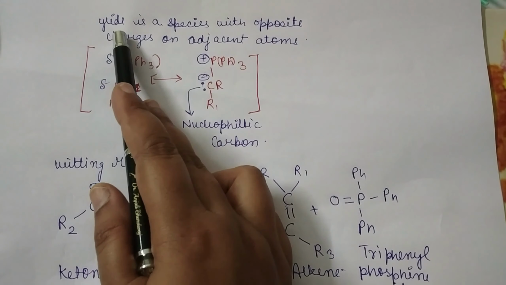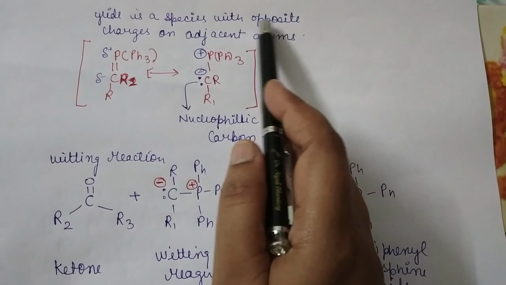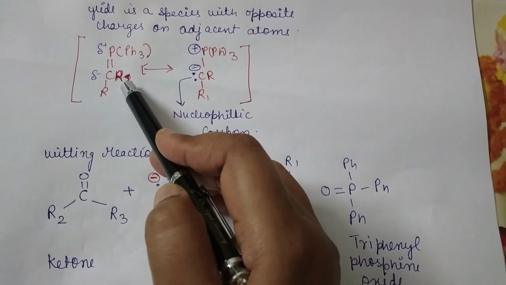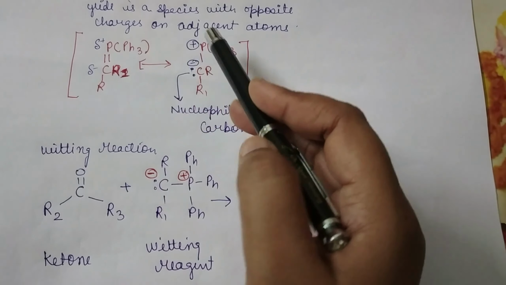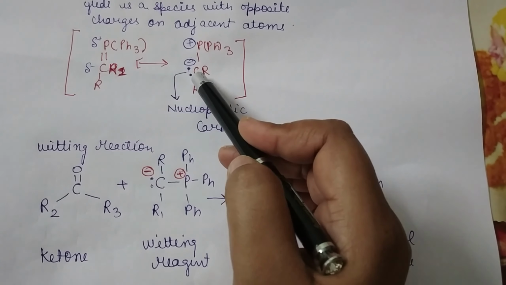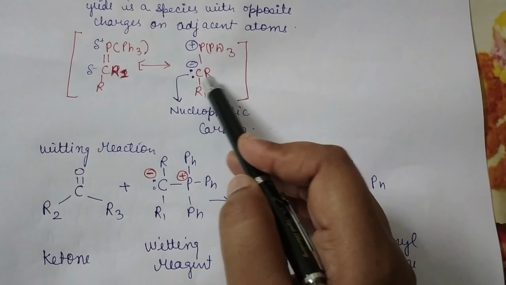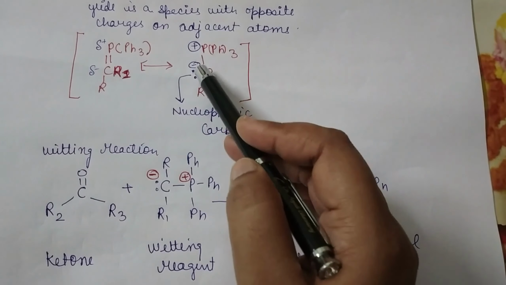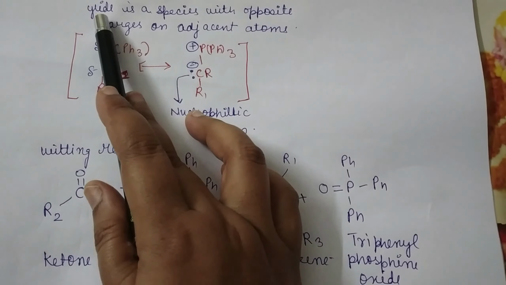Wittig reagent is also known as ylide species. Ylide species means opposite charges present on adjacent atoms. So here you can see this is R1 and R. This is phosphorus with three phenyl groups. So here phosphorus is carrying a positive charge and the neighboring adjacent atom is carbon, which is carrying the negative charge. This carbon is a nucleophilic carbon. So both these positive and negative charges are adjacent. Because of this, it is also called ylide species or ylide reagent.